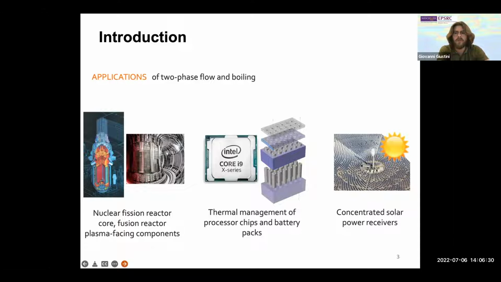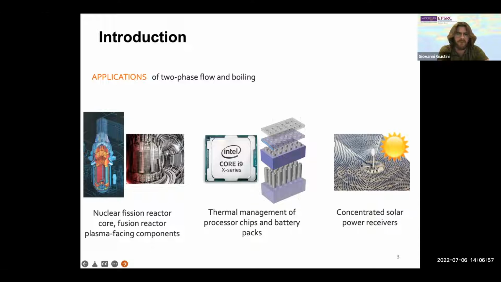In fusion, the application is not as obvious, but there are some components in tokamak-style plasma fusion reactors that are basically exposed to the plasma. They need to withstand huge heat fluxes. And how do we get rid of this heat? Via circulating a boiling fluid, typically water again. Same problem in thermal management.